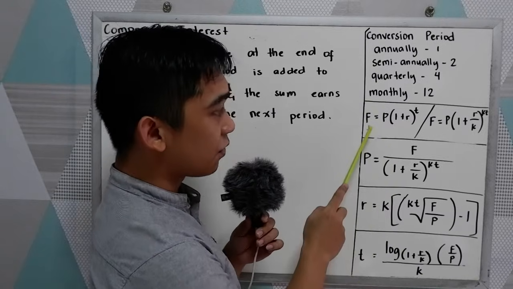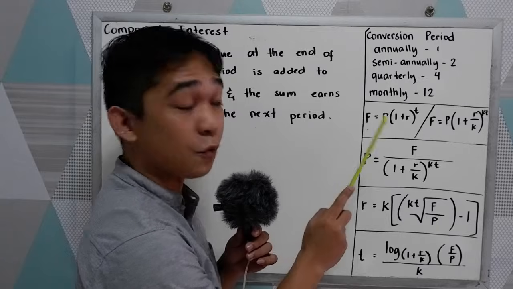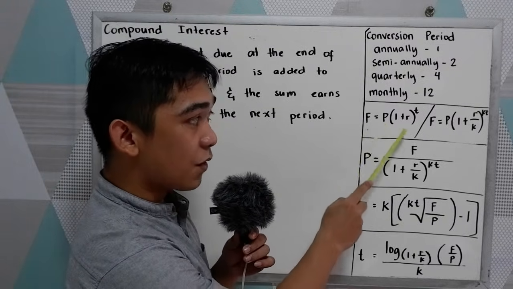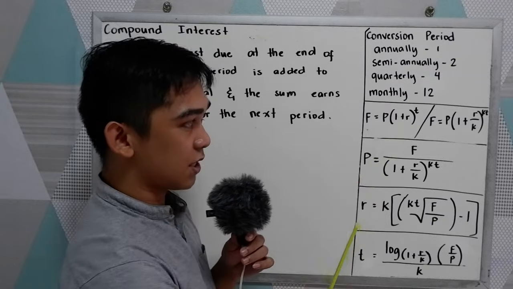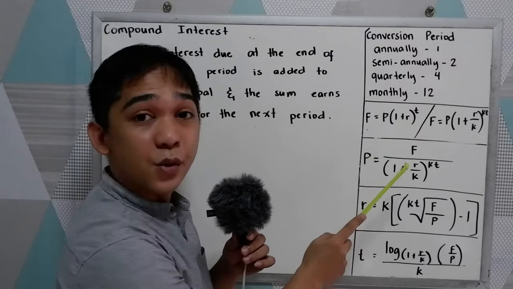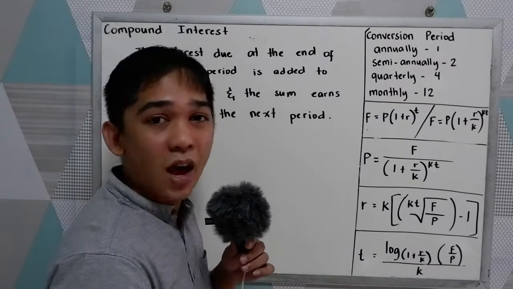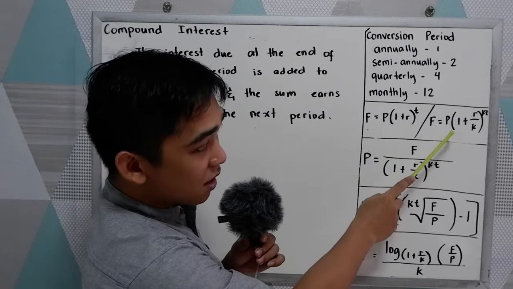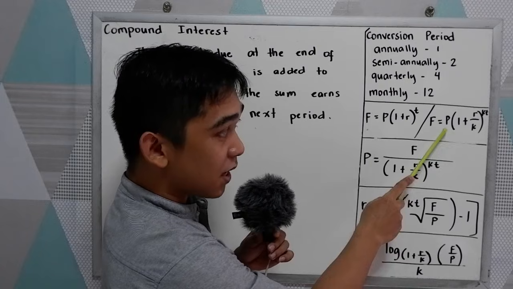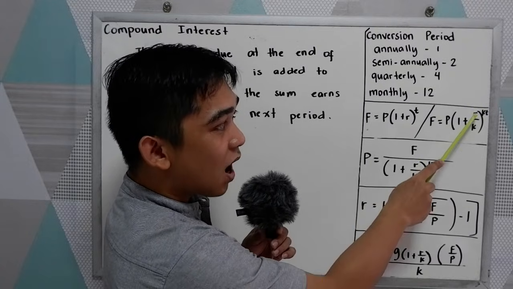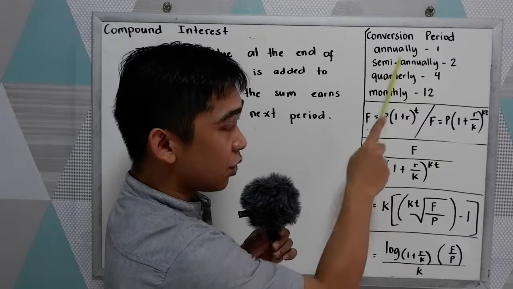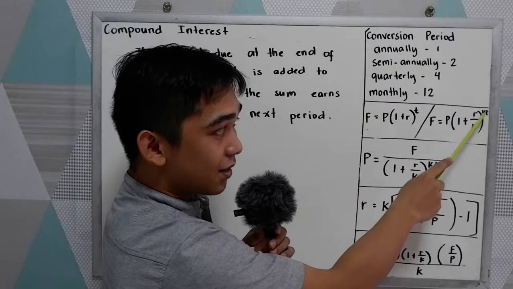So we have here, for the future value, the following formulas. Future value is equal to P, quantity 1 plus R raised to T, wherein P is the principal, R is the rate, and T is the time. And that is the same as the formula here: F is equal to P, principal, quantity 1 plus R over K, where K is our conversion period, raised to K times T.